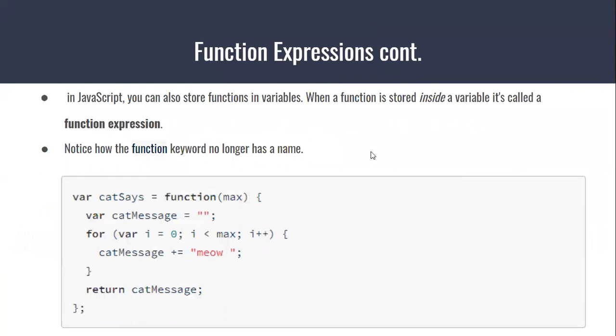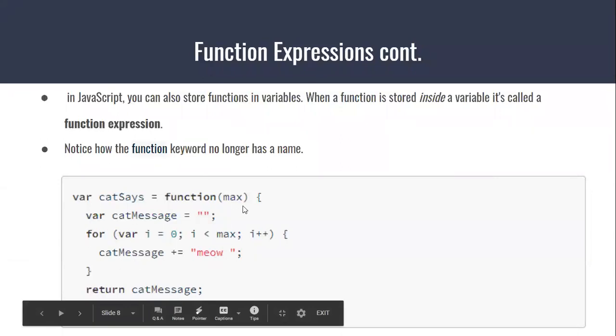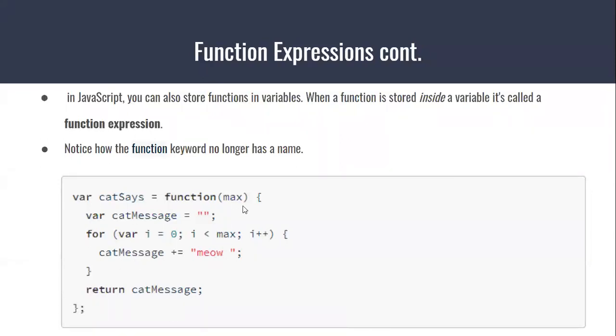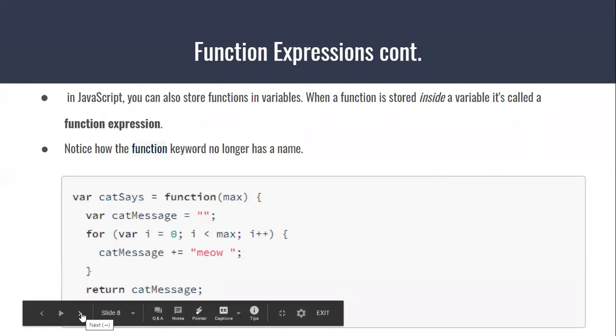So in JavaScript, you can also store functions in variables. When a function is stored inside a variable, it's called a function expression. Notice how the function keyword no longer has a name, because normally we would have to put the name in a different spot. This small example has a variable called cat says, with a function taking max. We haven't learned this kind of syntax yet, but it does a little loop and outputs meow as many times as we ask it to. So that's called a function expression.